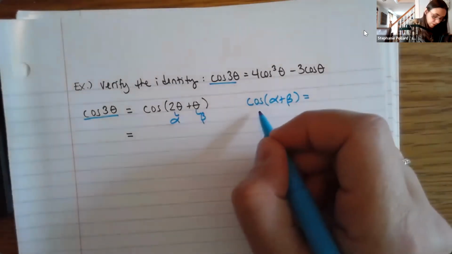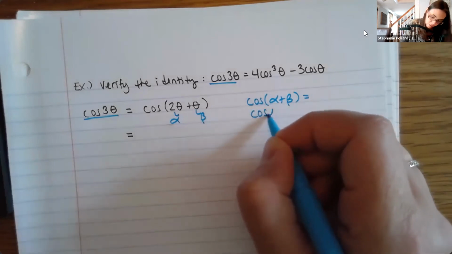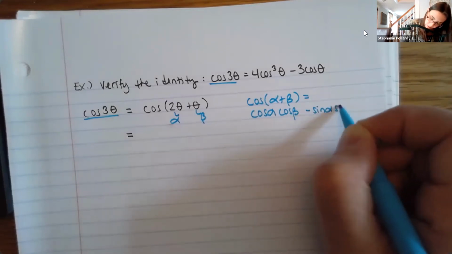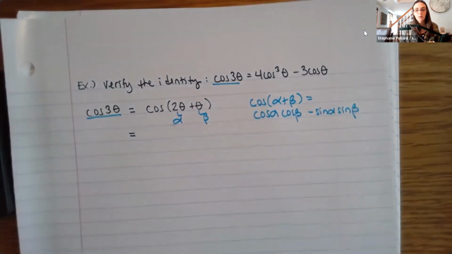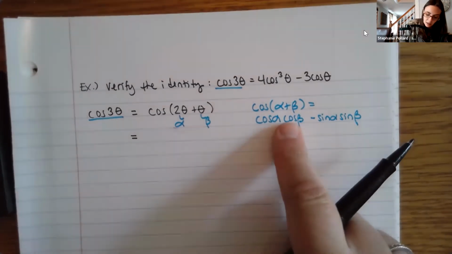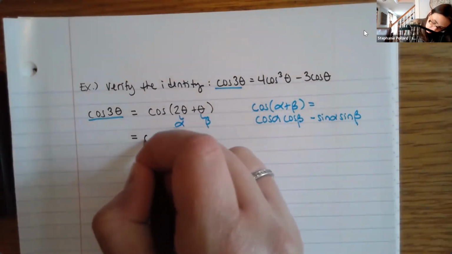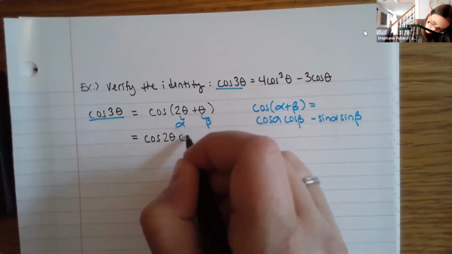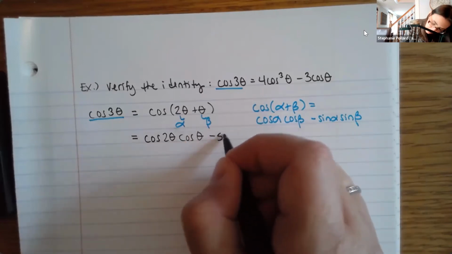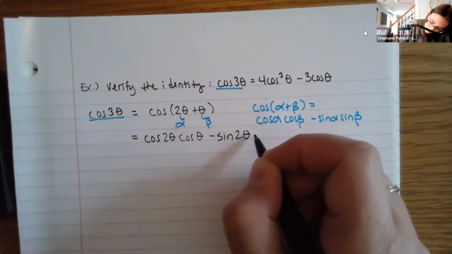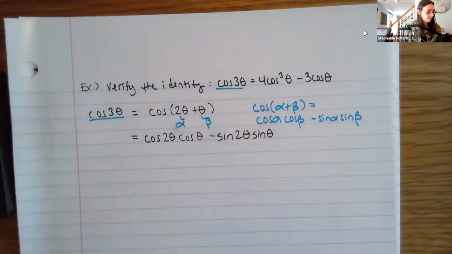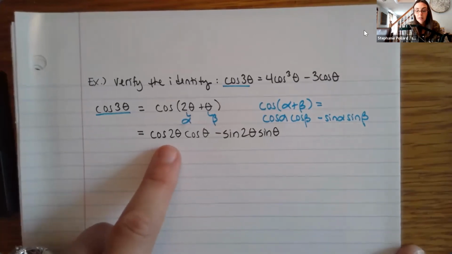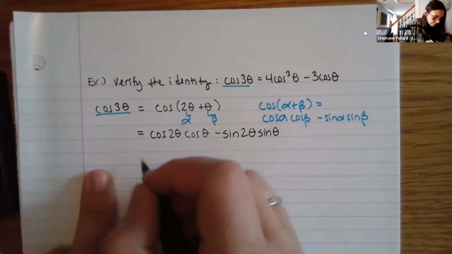So we're going to go ahead and use that formula here. And just to recap it for you, it was cosine alpha cosine beta minus sine alpha sine beta. And again, we saw this in a previous video. So this becomes cosine of twice theta times cosine of theta minus sine of twice theta times sine of theta here. Now what we can also do is replace our double angles here and use those double angle formulas.